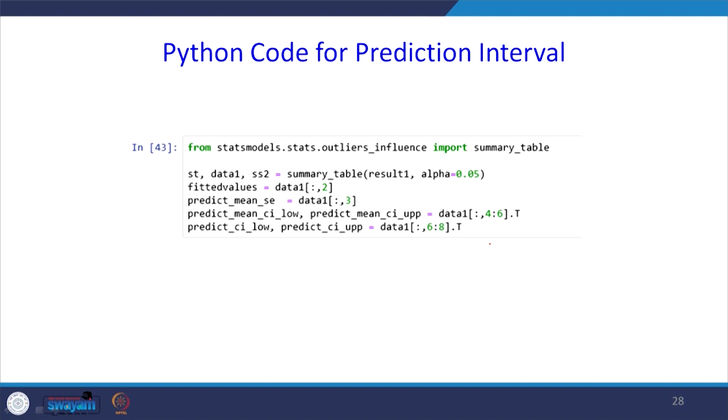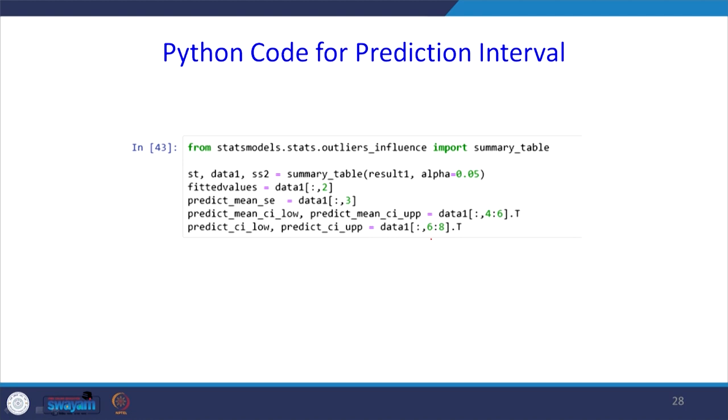For that purpose: from statsmodels.stats.outliers_influence import summary_table; st, data1, ss2 = summary_table(result1, alpha=5%), fitted values = data[:, 2], that means we are referring to the third column; predict_mean_se = data1[:, 3], that is the fourth column; predict_mean_ci_low, predict_mean_ci_upp, that is the lower and upper limit of the confidence interval. In the summary table, we are referring to the fourth to sixth columns, .T, predict_ci_low, predict_ci_upp, data[:, 6:8].